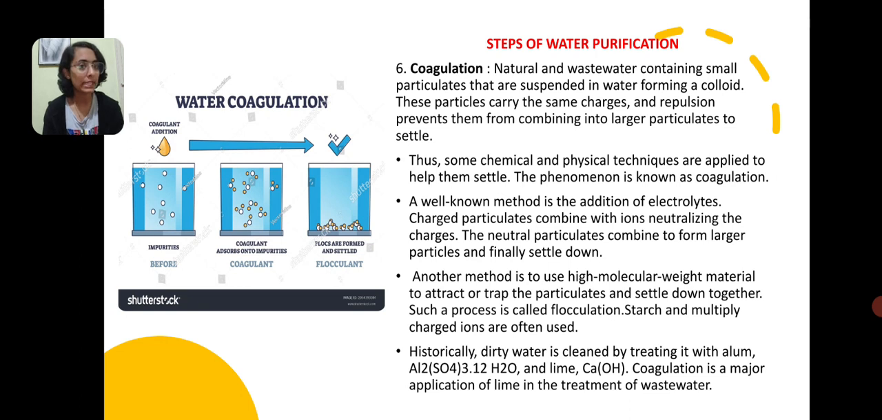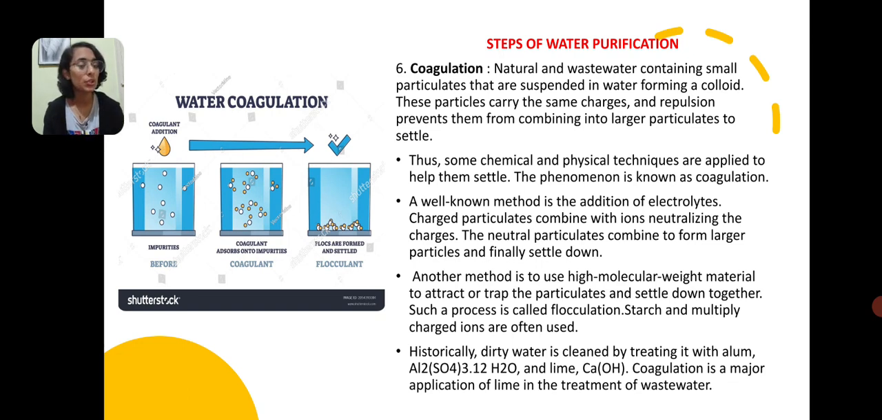These particles carry the same charges and repulsion prevents them from combining into larger particulates to settle. Thus, some chemical and physical techniques are applied to help them settle. The phenomenon is known as coagulation. A well-known method is the addition of electrolytes. Charged particulates combine with ions neutralizing the charges. The neutral particles combine to form larger particles and finally settle down.